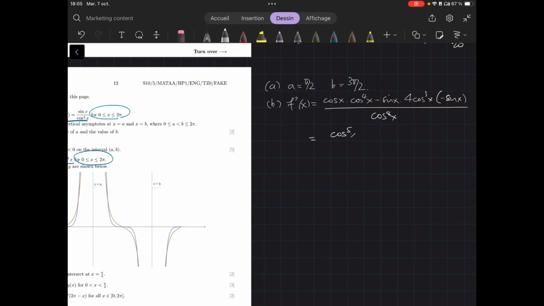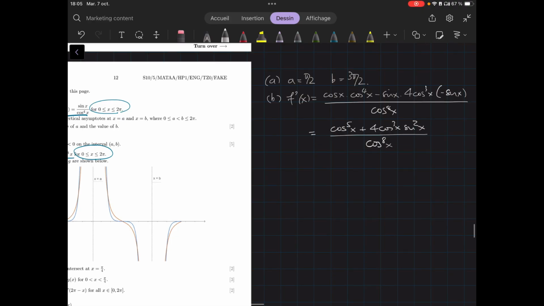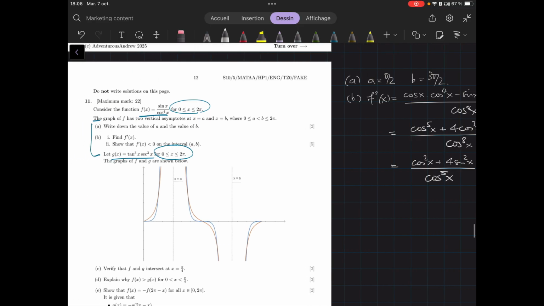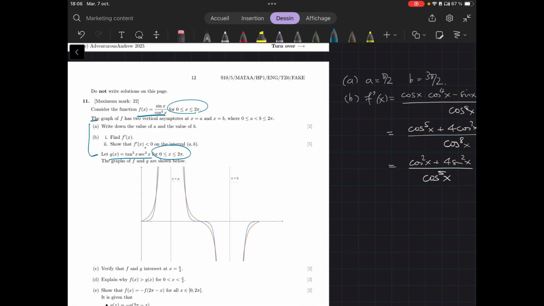I am going to simplify this a bit further. So we should get 4 cosine cubed sine squared of x divided by cos to the 8. I'm going to divide both the top and bottom by cosine cubed because it cannot be 0. The reason I'm doing this is because you're now asked to prove that the derivative is less than 0 on the middle part.